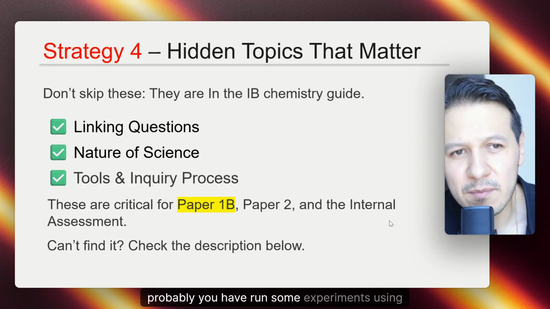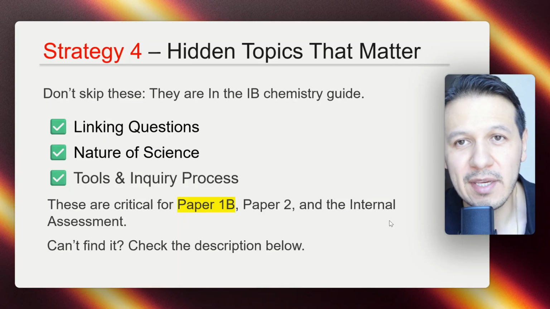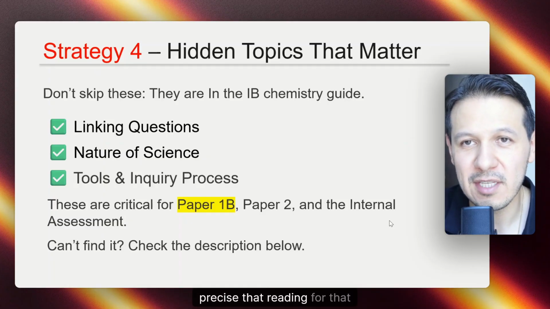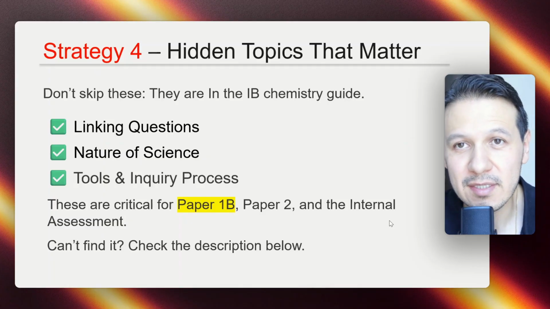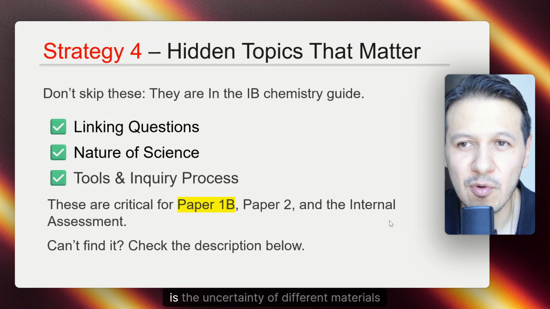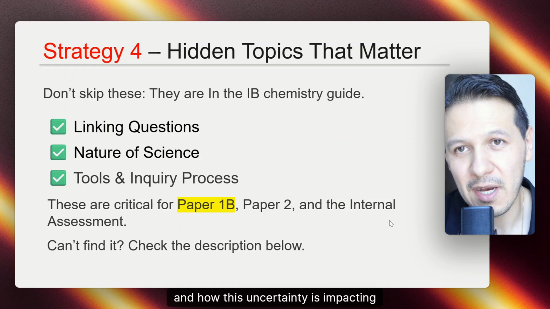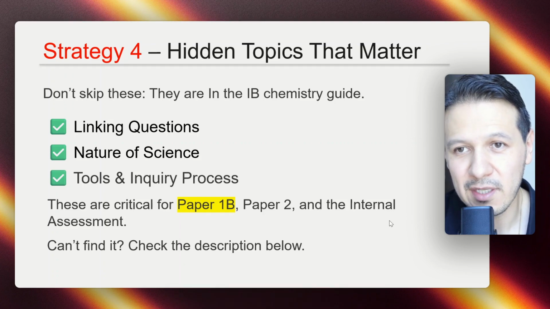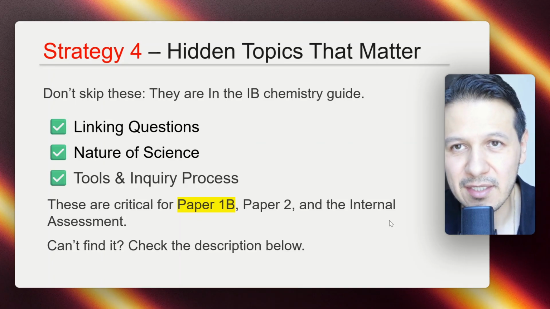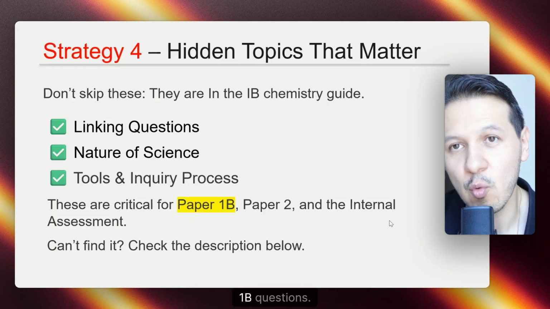probably you have run some experiments using sensors. Why are you using the sensors? Why is reading from the sensors more accurate and precise than reading from, I don't know, a burette? Okay, you need to know the uncertainty of different materials and how this uncertainty is impacting the reading of different measurements. Okay, so in tools you are learning investigation skills, and they are mainly for the paper 1B questions.